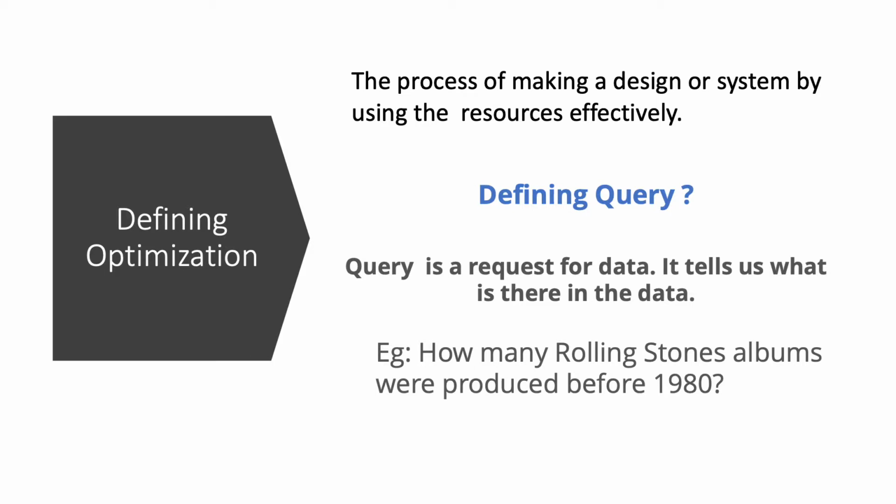So, we are talking about optimization. But what is optimization? Optimization is the process of making a design or system effective by using the resources effectively. Now the question comes, what is a query? A query is a request for data. It tells us what is there in the data. How do you formulate a query? For example, how many Rolling Stones albums were produced before 1980? We write queries according to the questions we have on data.